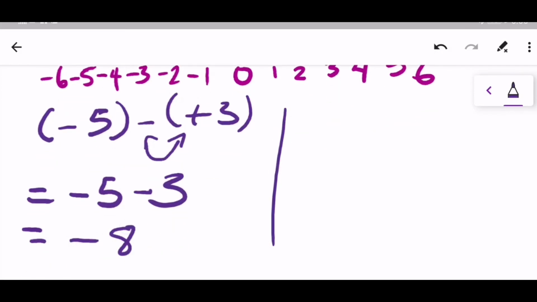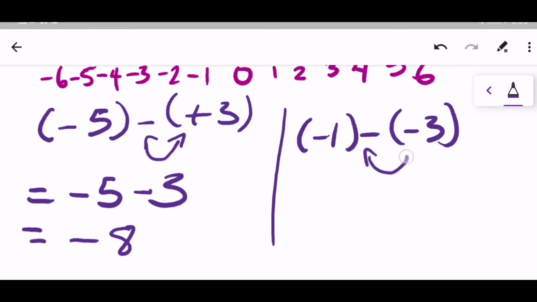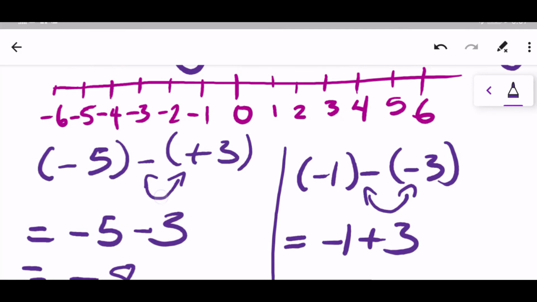Let's go again. Suppose we have -1 subtract -3. So we're subtracting -3 from -1. These two signs combine, a negative by a negative. Once these signs are the same, your result is positive. So you're going to have -1 plus 3. We start with -1, and because we're adding 3, we go to the right 3 times. 1, 2, 3. So your answer is positive 2.